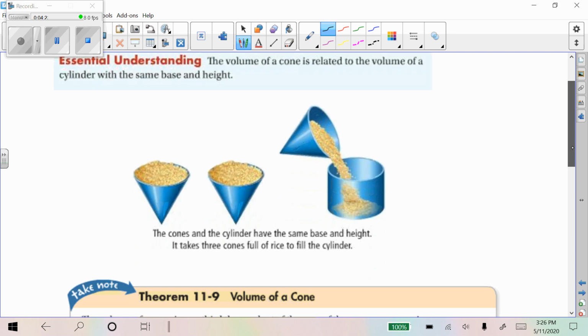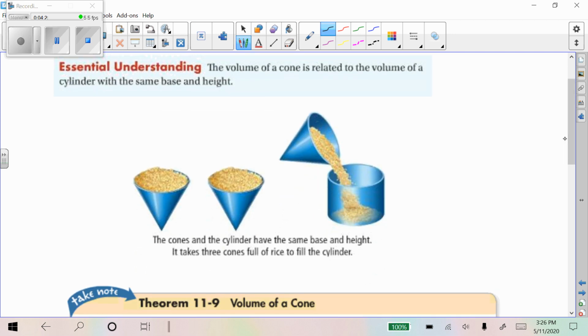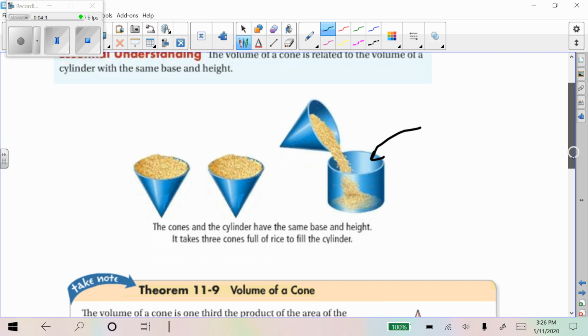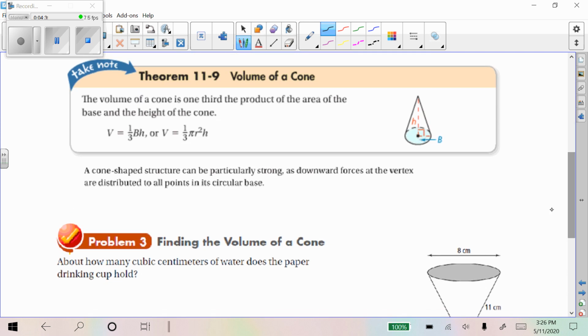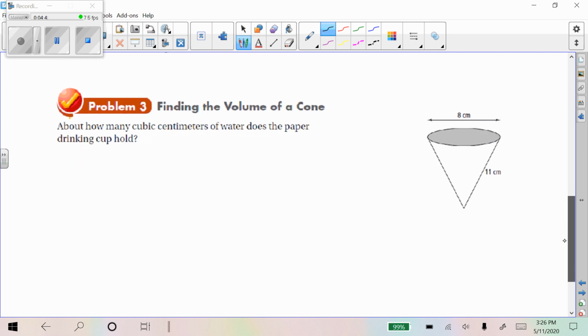A cone is really a pyramid, just with an infinite number of sides. Likewise, a cylinder is really a prism with an infinite number of sides. And so the same relationship applies. The volume of the cone is 1/3 the volume of the cylinder that has the same base area and height.